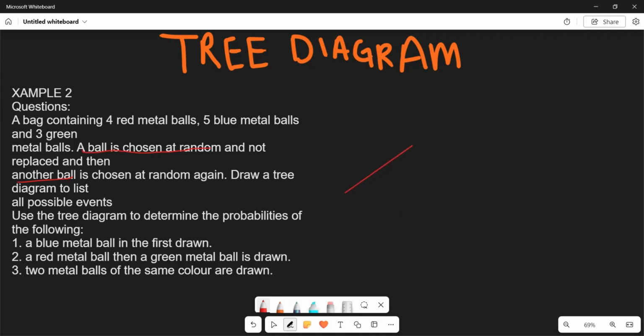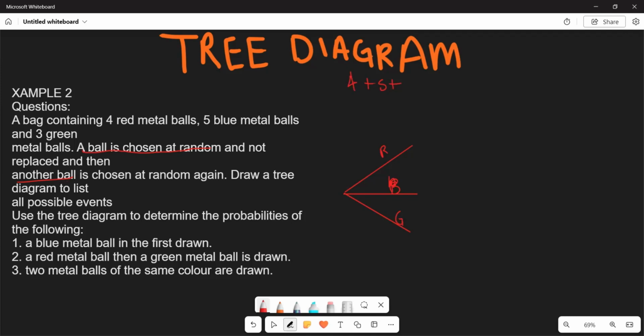In this case, we are having 3 colours of metal balls. Let me represent all these 3 events. We are having 3 of them. The first one being the red ball, the second one being the blue, and the last one being the green one. Now, what is important to understand is that we are having a totality of 4 plus 5 plus what?